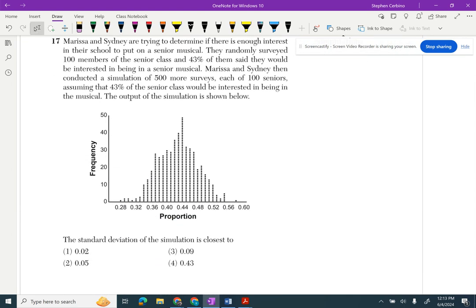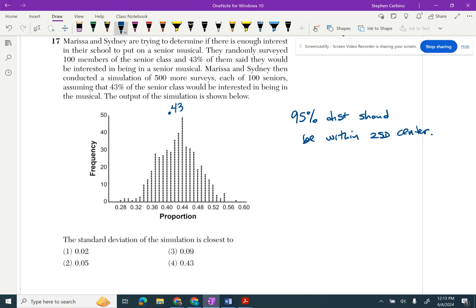Number 17 gives us this whole problem explaining our distribution. So our distribution looks to be centered somewhere around 43%. It looks like that's the center, 43% looks like the middle. And we want to know the approximated standard deviation. So if you remember, 95% of your distribution should be within 2 standard deviations of the center.